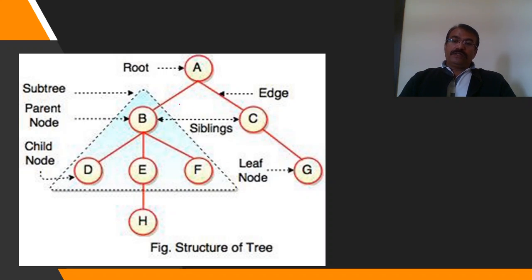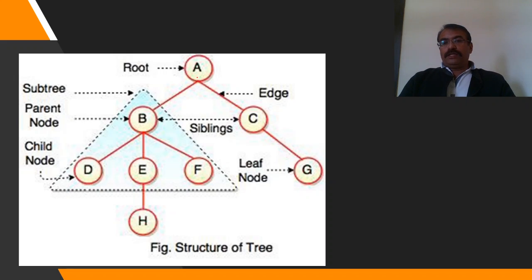So there are children. If there are children who have the same parent, then they are called siblings. So here B and C are siblings. D, E and F are siblings. G doesn't have a sibling. Child and parent relation is this one.